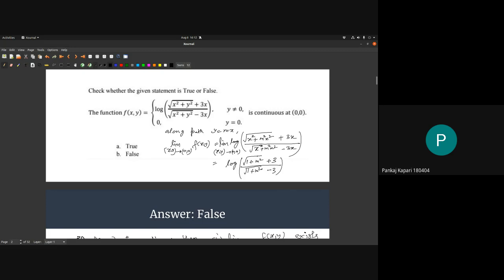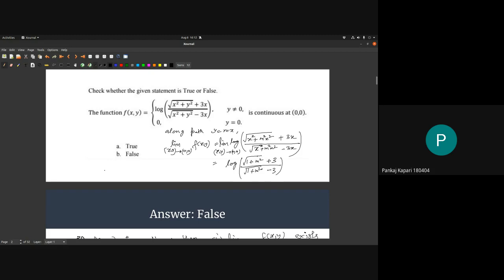Now if we approach the origin through straight lines of the form y equal to mx, the limiting value depends on the value of m, right? If I choose two different values of m, that means I'm choosing two different paths through different straight lines, approaching the origin from those two straight lines, and the limiting value turns out to be dependent on m. That means along those two paths, the limiting value of the function is different. That means the limit of the function at (0, 0) does not exist.